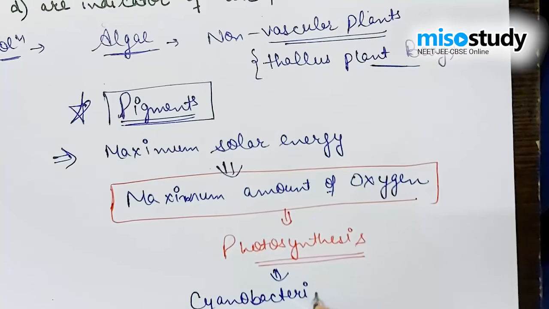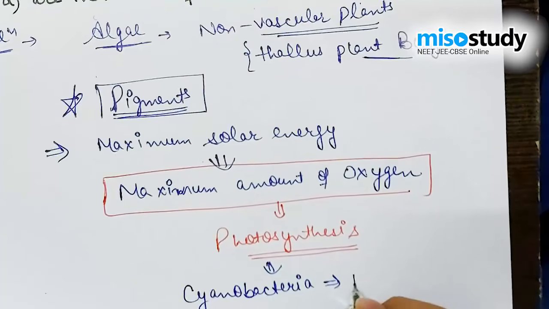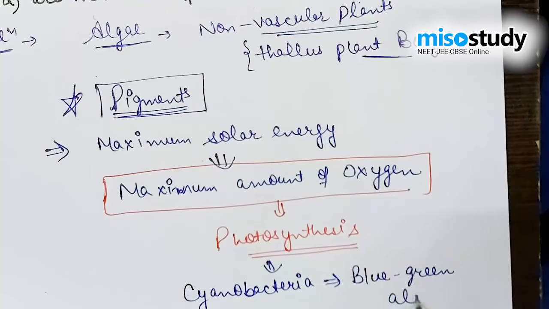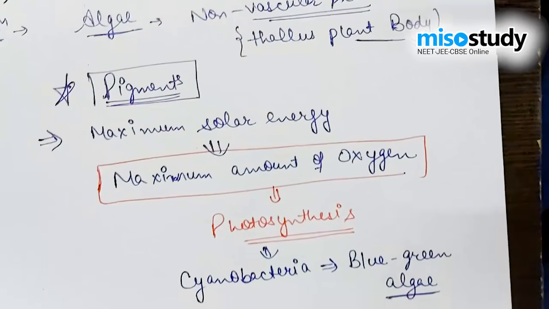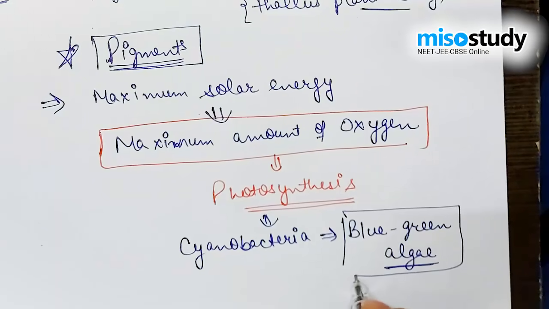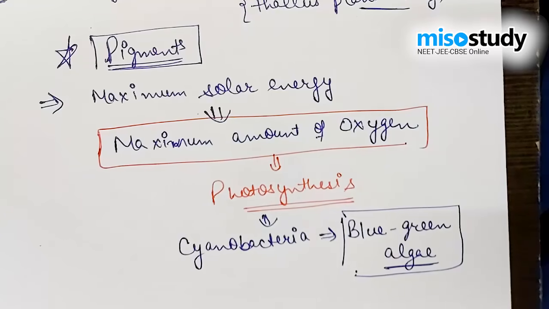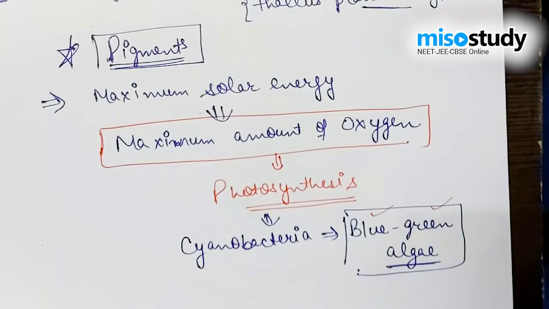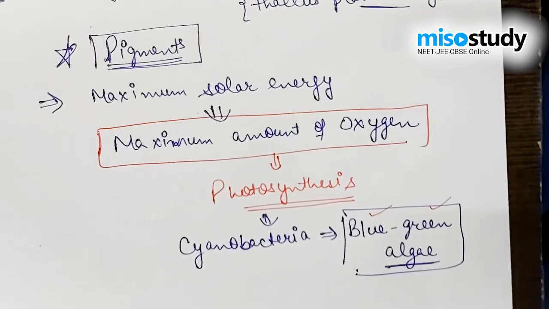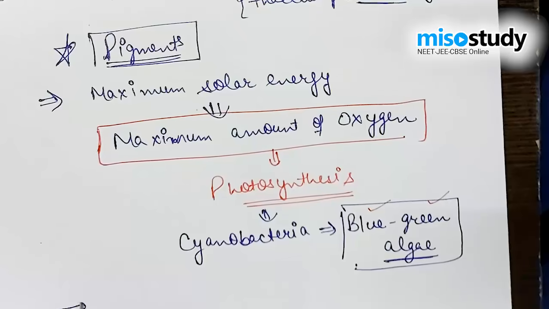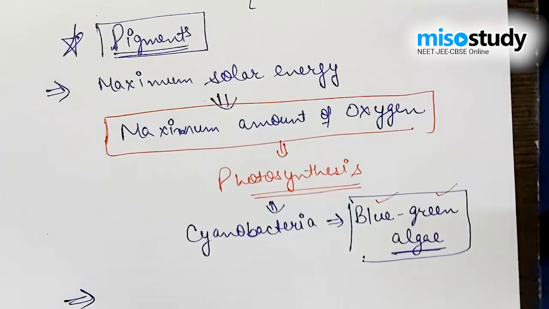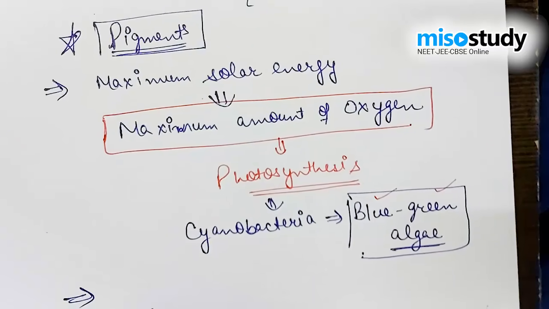As we discussed, the process of photosynthesis is shown by an alga known as cyanobacteria, or blue-green algae. Why is there the name blue or green? Because of the presence of phycoerythrin and phycocyanin pigments in their composition. That's why they impart the color. The maximum amount of oxygen is produced by the algae named cyanobacteria.